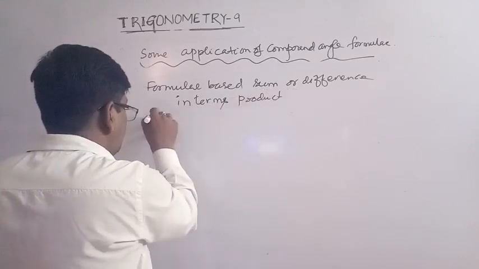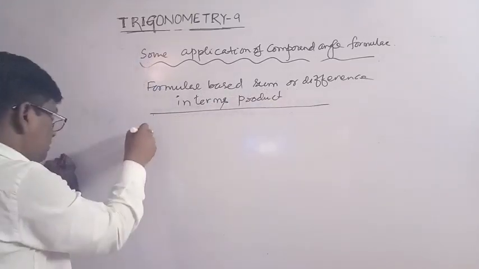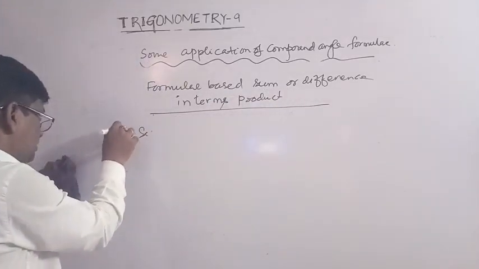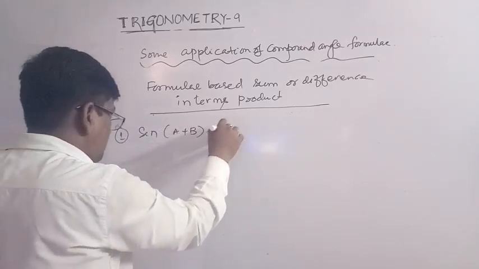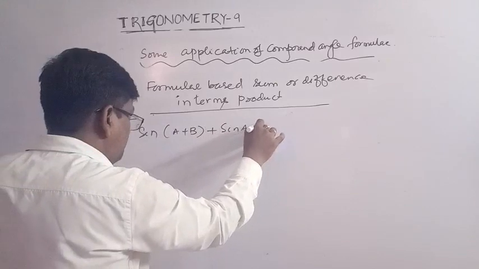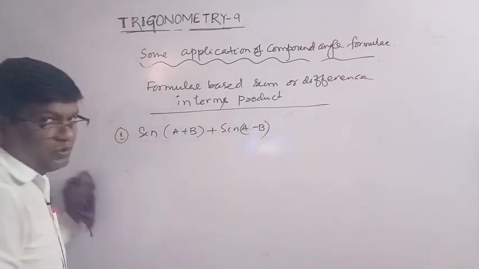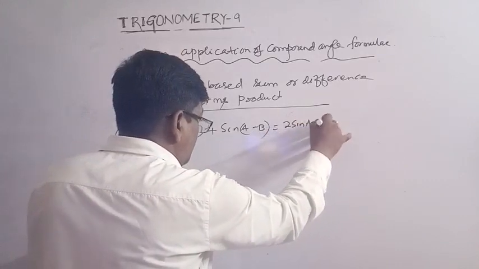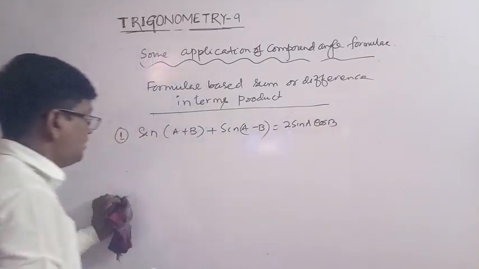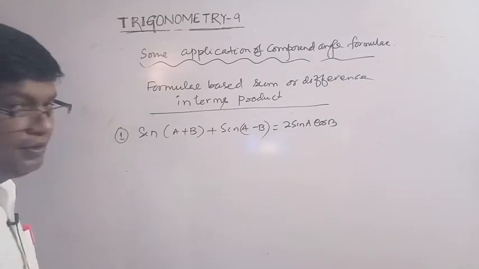Okay, for example, the first formula: sin(A+B) + sin(A−B) is equal to 2 sin A cos B. This is also from class 10th, class 10.